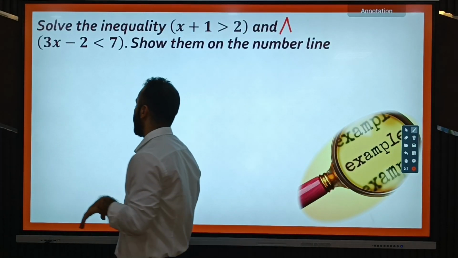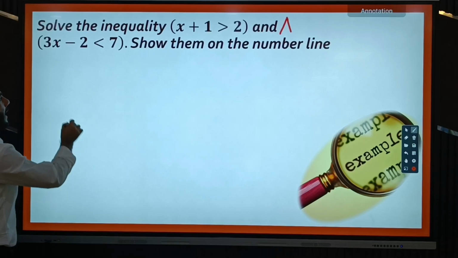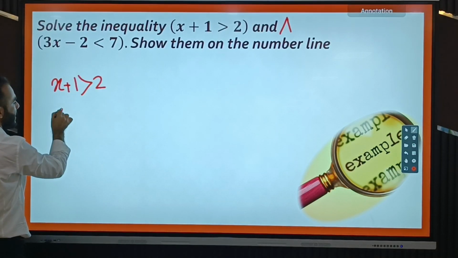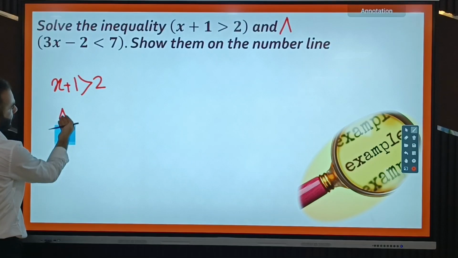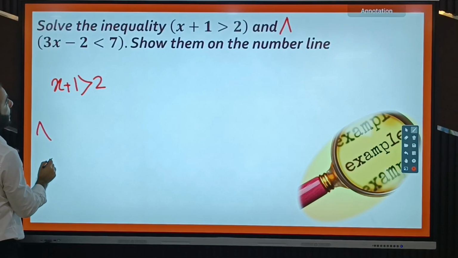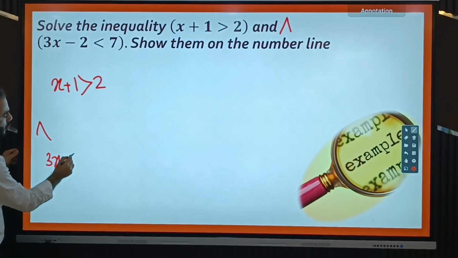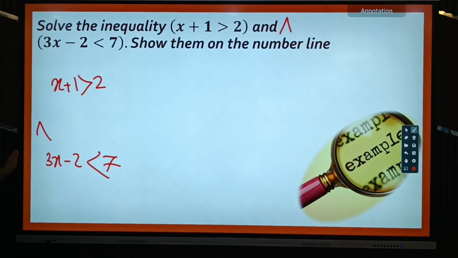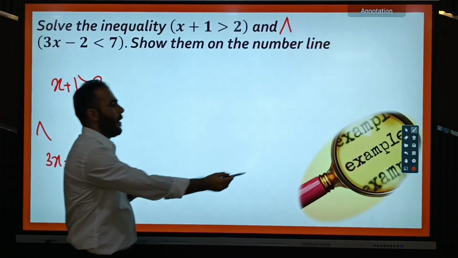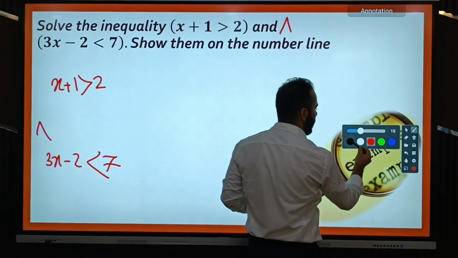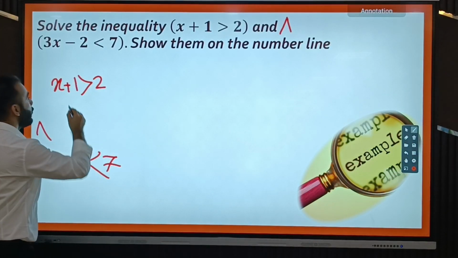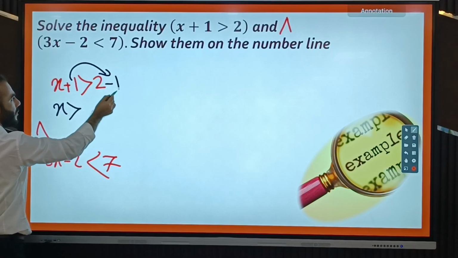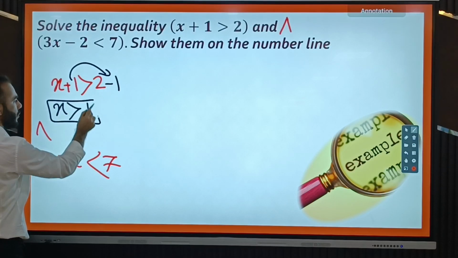Perfect. So first of all, let's just solve them. x plus 1 greater than 2 and 3x minus 2 less than 7. Perfect. Let's just solve them. Move this one to the other side. So x greater than 2 minus 1, which would be 1. That is the first solution.